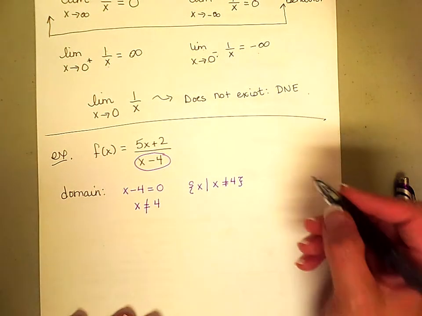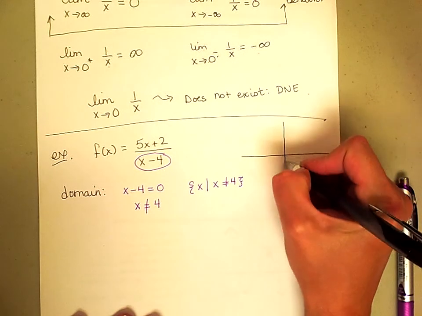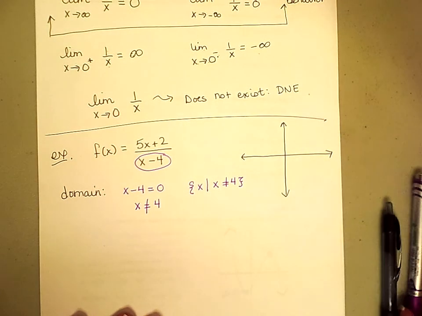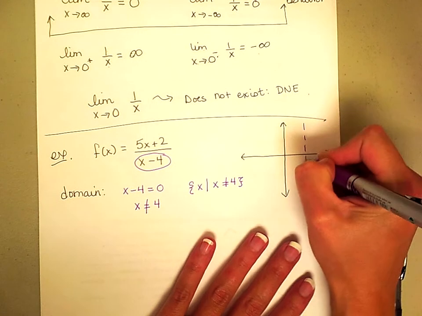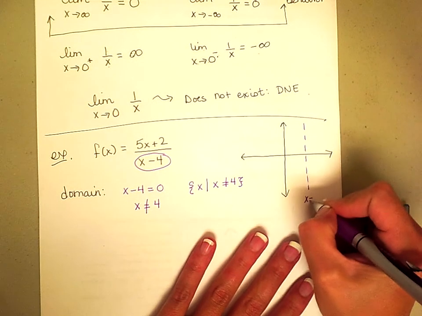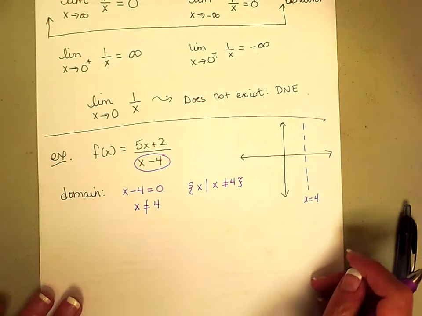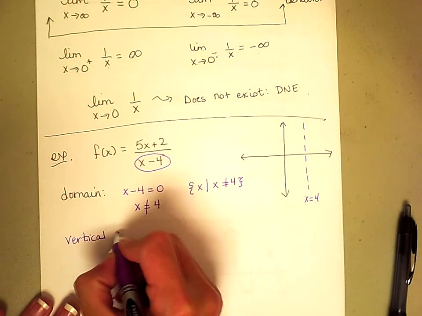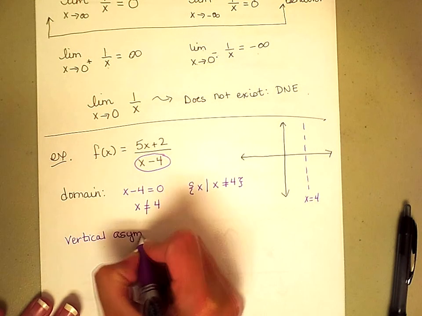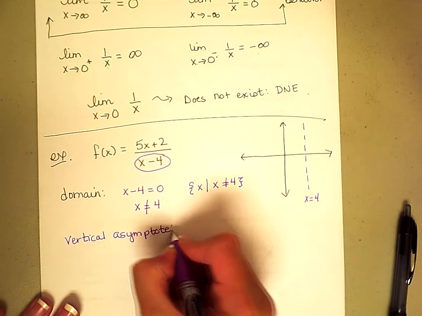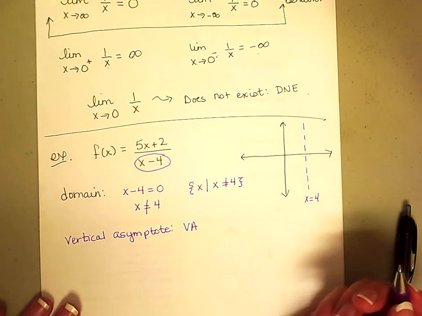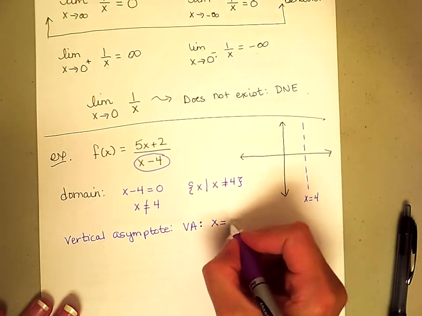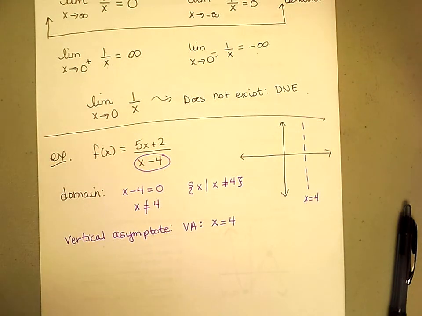What that will imply for us then is that when x does equal 4, we will get a vertical asymptote. Okay. So from the domain, we can determine the vertical asymptote. Lots of times I'll just say the VA. And it's important that we remember what the equation is. So the vertical asymptote happens at the restricted value, when x equals 4.